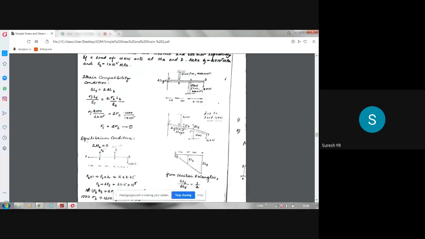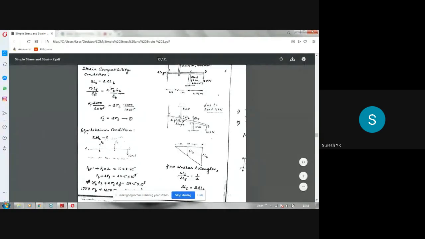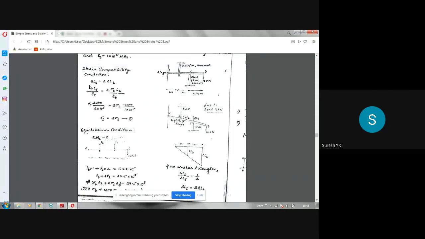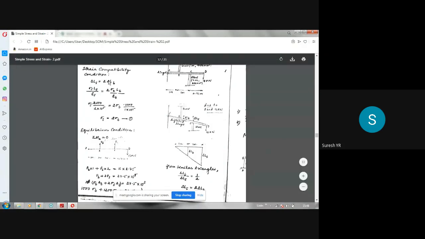So once you get this, delta LS is nothing but PL by AE. P by A is nothing but sigma. So sigma S LS by ES is equal to 2 times, this 2 times is important here, sigma B LB by EB. Okay. Now substitute whatever values you know.